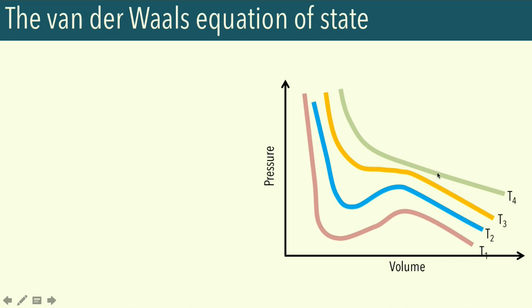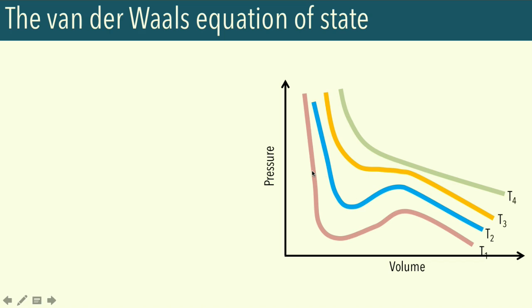Let's look at these different isotherms. For temperature 4, we have this nice curve over here. For temperature 3, we have this curve over here. We don't exactly have 3 roots yet, but at temperature 1 and temperature 2, this is when we could have 3 roots for our van der Waals equation. Let's focus on the temperatures over here, at temperature 1 and 2.